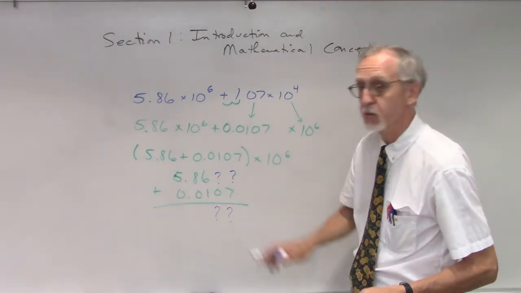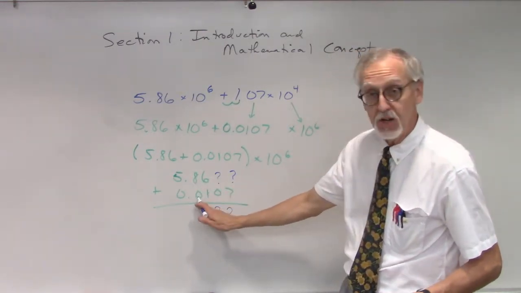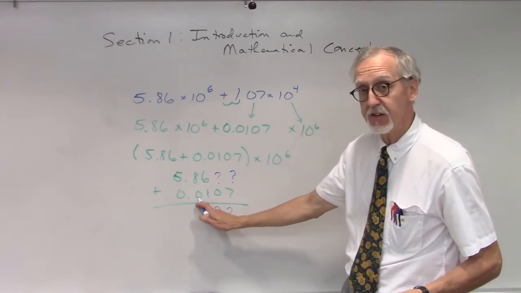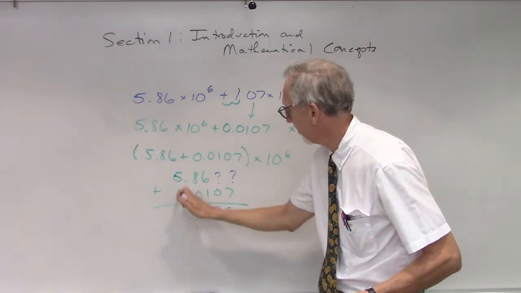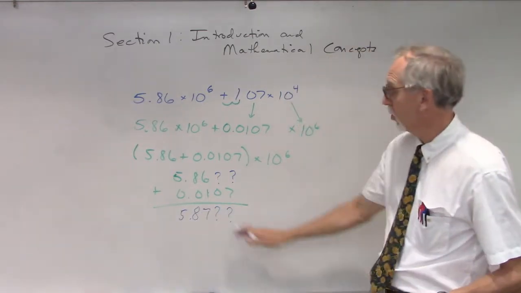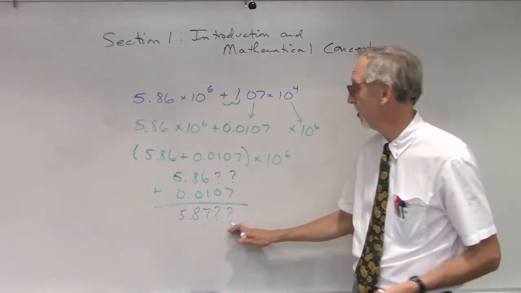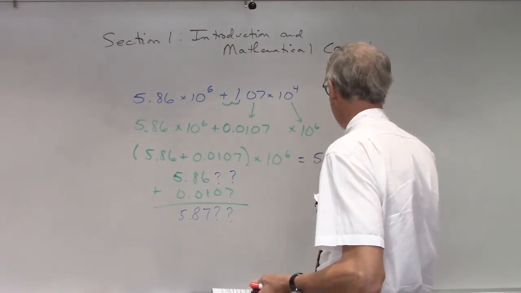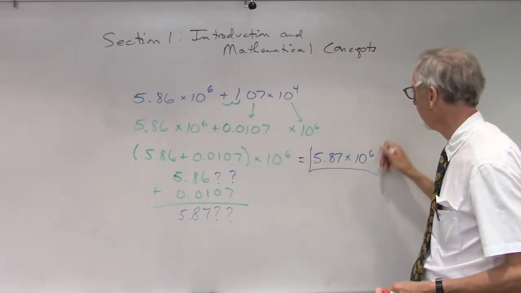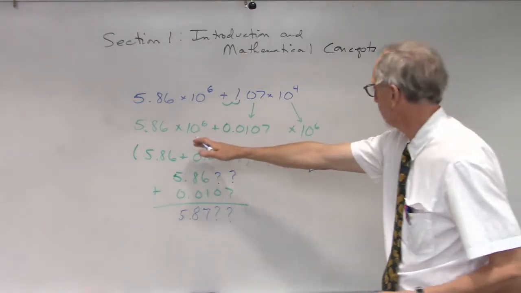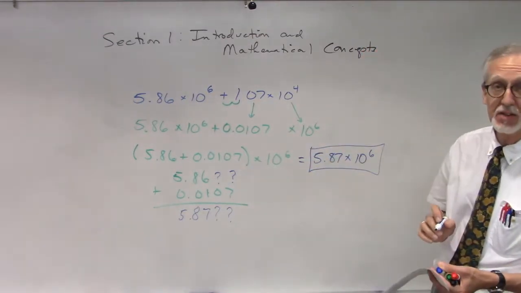What is 6 plus 1? Well, we do know that. That is 7. What is 8 plus 0? Now, that we know that that is a 0. It is not a significant digit, but we do know it's 0. So 8 plus 0, well, that's 8 and 5. So what we have is 5.87. We don't know, we don't know. So what's the answer? It is 5.87 times 10 to the 6th. And that is our final result. 5.86 times 10 to the 6th plus 1.07 times 10 to the 4th is 5.87 times 10 to the 6th.